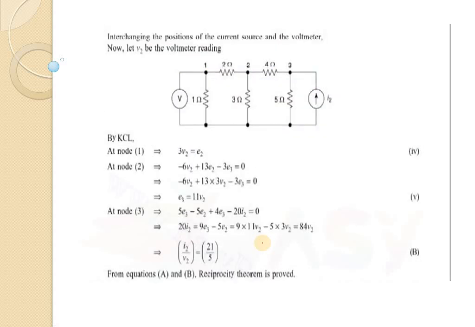Now we will replace the positions of the voltmeter and the current source. In the same way, we will calculate node 1, node 2 and node 3, and we get the same thing, that is current divided by voltage equals 1 by 5. That means from equations A and B, the reciprocity theorem is true.